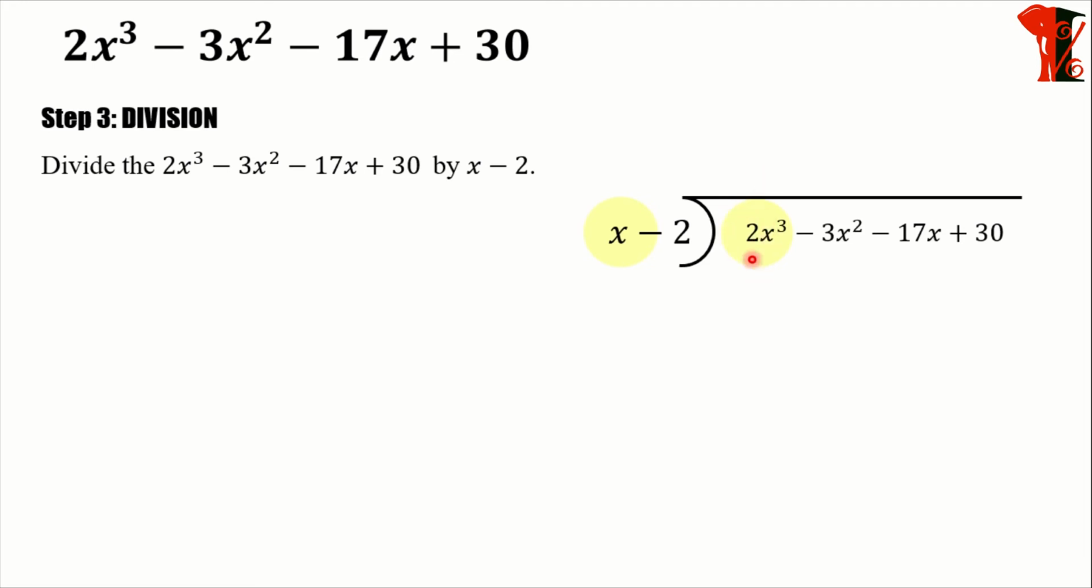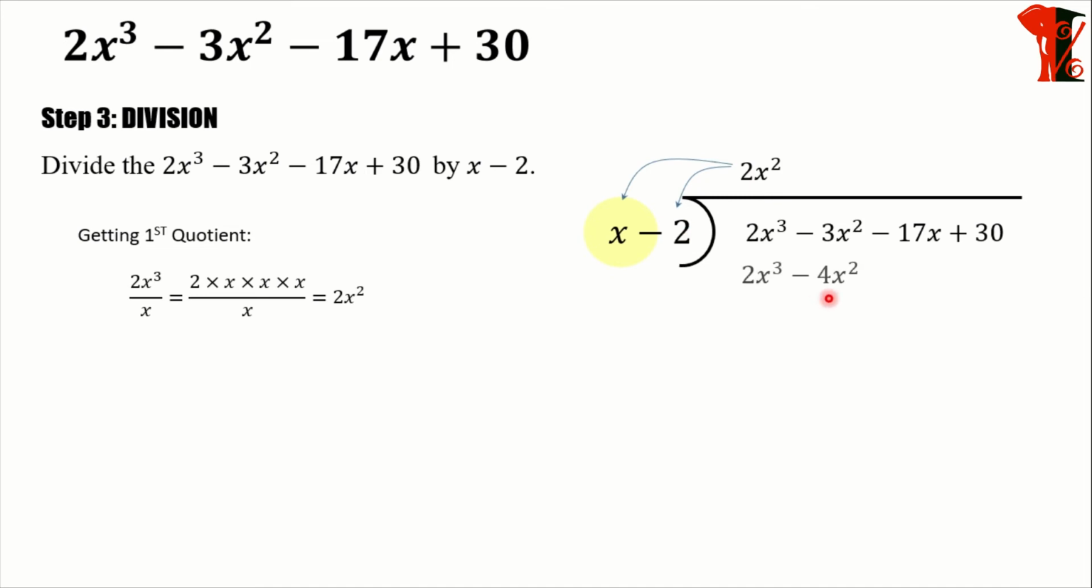For that I will take 2x cube by x. That means 2x cube means 2 into x into x into x. Here 1x will get cancelled. Okay. So 2x square will be left. That means first quotient is 2x to the power 2. What's the next step? I have to get terms here, correct? So for that I am going to multiply 2x square into x. That will give you 2x cube. And 2x square into minus 2 will give you minus 4x square. This is what I will get.